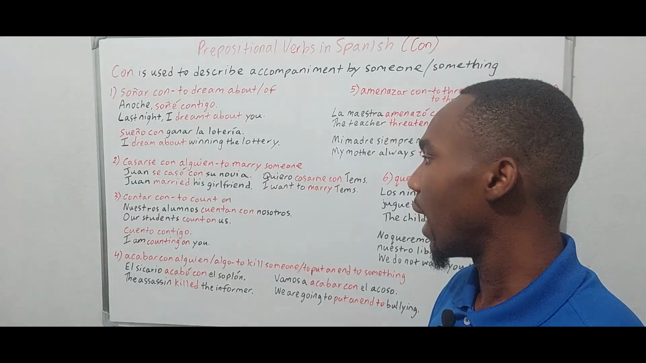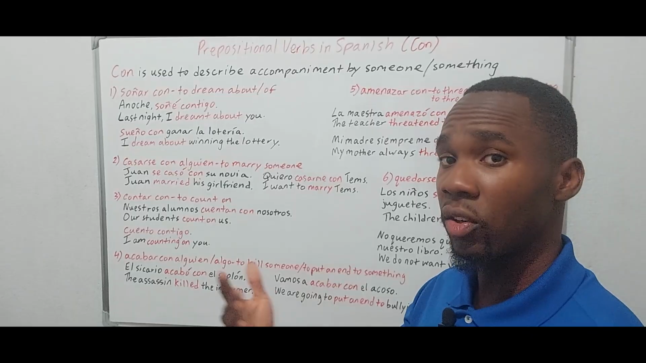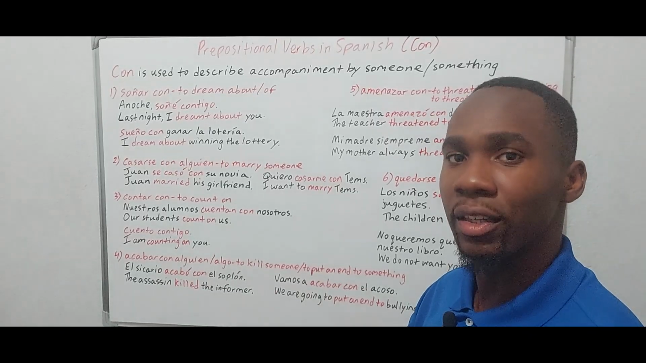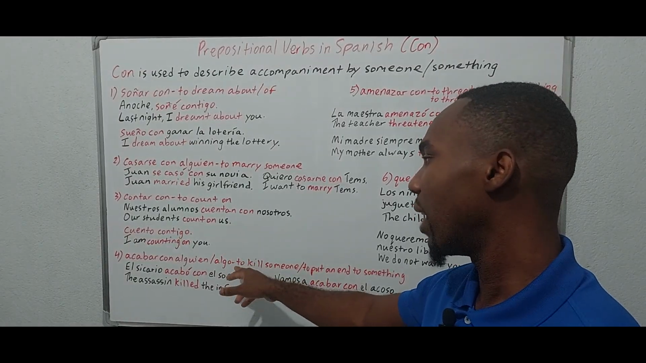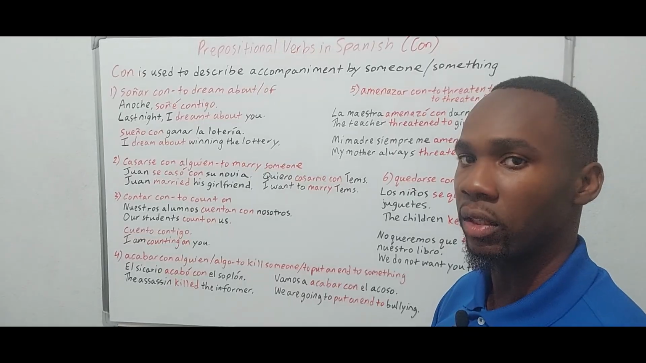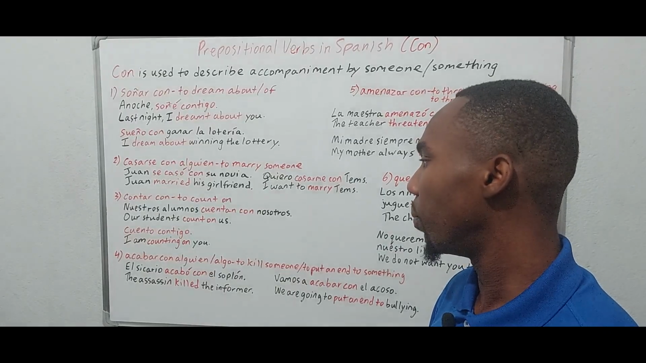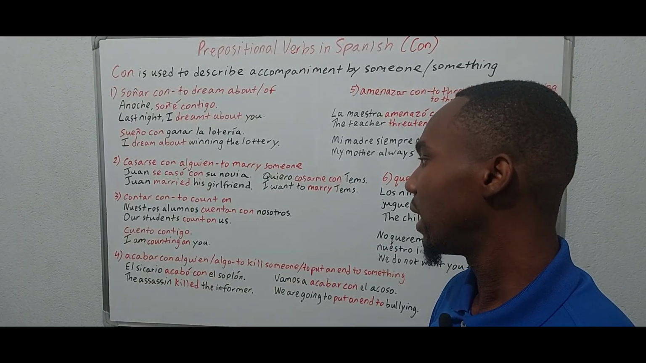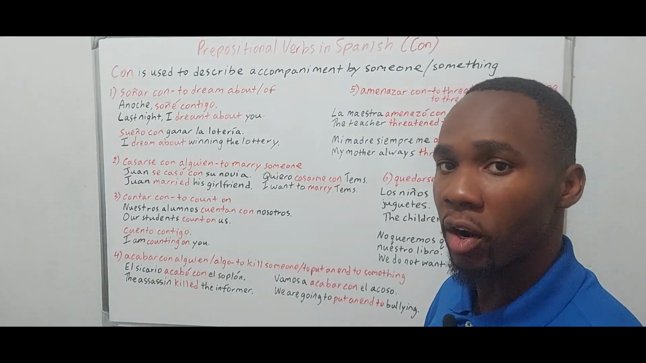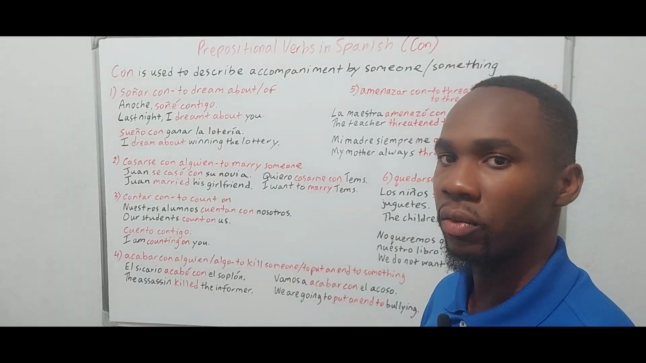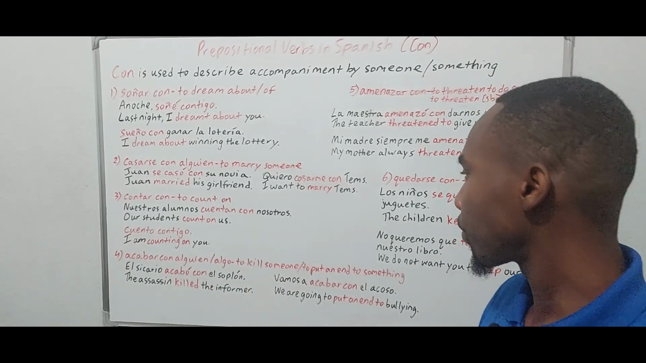Four. Acabar con alguien or algo. So acabar con alguien means to kill someone, essentially, and acabar con algo means to put an end to something. So for example, el sicario acabó con el soplón. The assassin killed the informer, or informally we would say snitch. So soplón, snitch, informer, right?